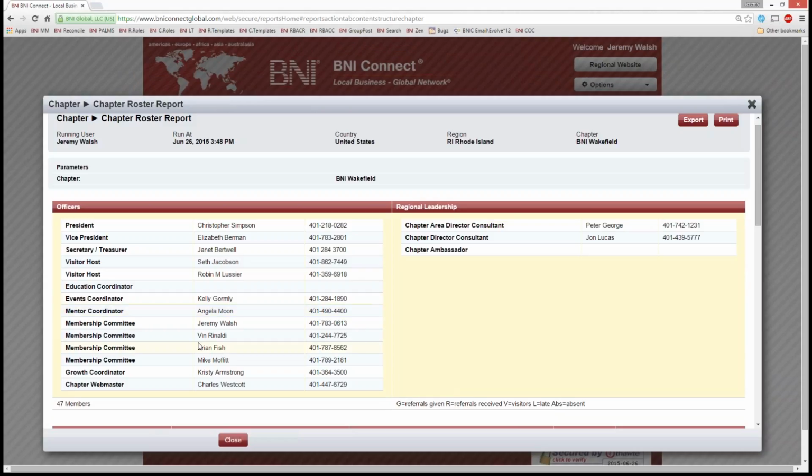If they're not listed as the visitor host, then they more than likely are not going to have permissions to enter the visitors. Or if a membership committee, they wouldn't have access to review the renewals and things like that. So you do want to make sure that, especially if somebody's having trouble with something, that they're listed here correctly. It also gives you your contact information for your director for your chapter. So if you need to get in touch with your director, that's an easy way to look up their phone number right here.